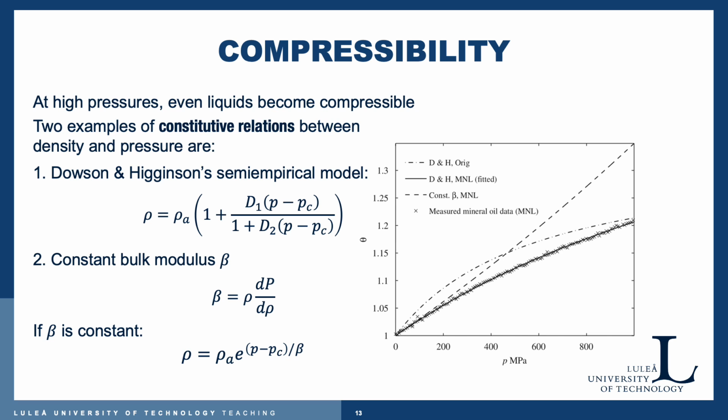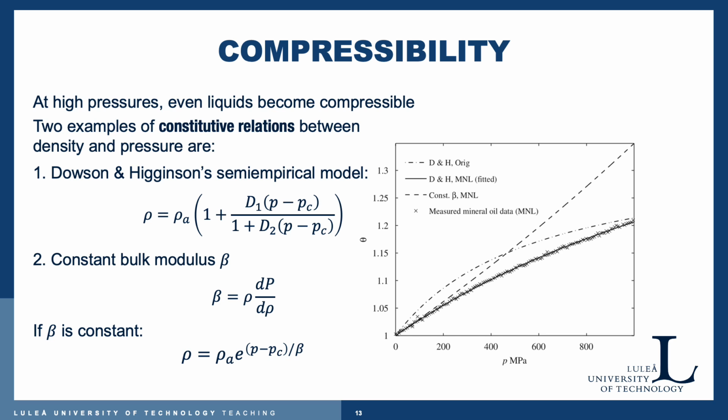And if the bulk modulus is considered as constant, this relationship can be integrated to yield exactly this explicit relationship, an exponential relationship between pressure and density. And if we do not regard the cavitation pressure as a parameter, this is only a two-parameter model, the ambient density rho A and the constant bulk modulus beta.